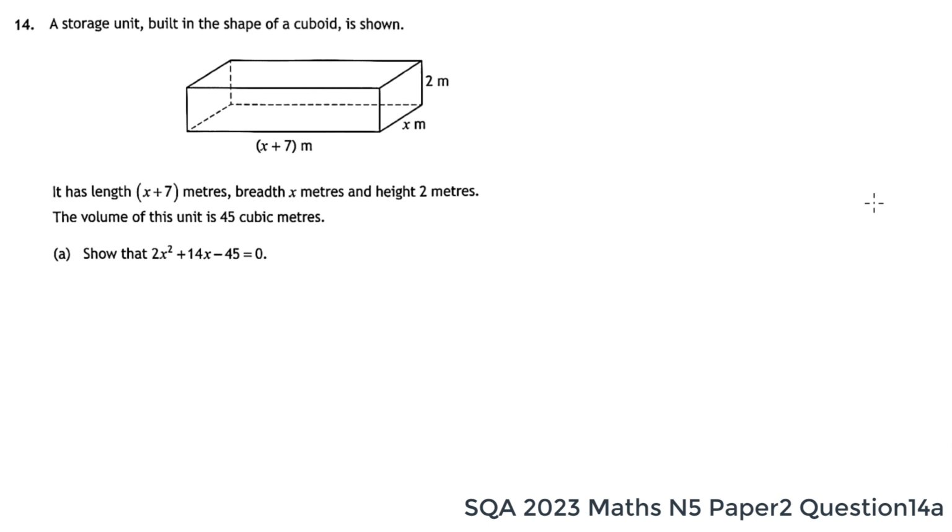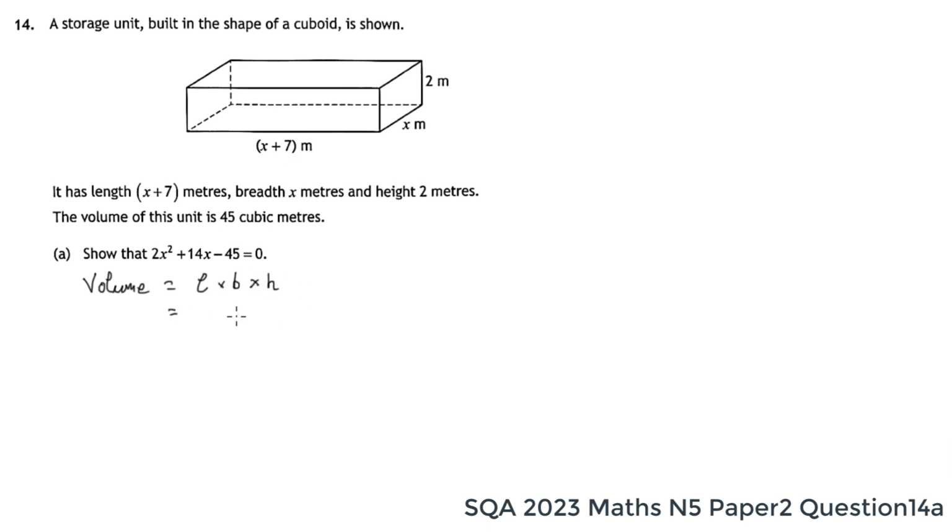So here's question 14. We're presented with this storage unit in the shape of a cuboid, and we're given the various measurements of length, breadth and height. We're told the volume is 45 cubic meters, and we're asked to show that this is a valid quadratic equation in x. Because it mentions volume, let's have a look at the volume of a cuboid formula, and it's length times breadth times height.